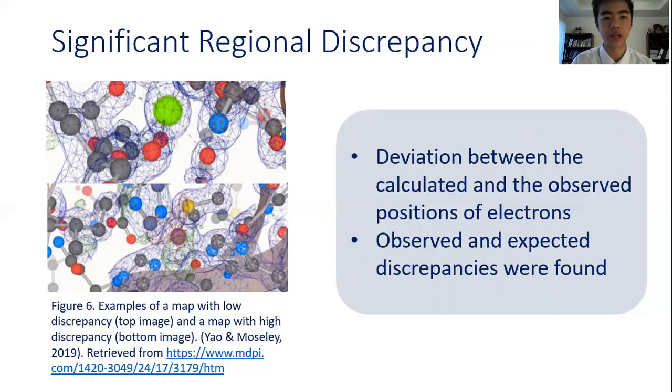And actually for this study, both the observed and the expected discrepancies were calculated to see how accurate existing methods were for predicting the regional structural quality. So now, this brings me to the two main goals of my project.